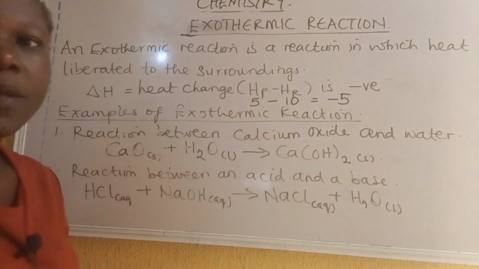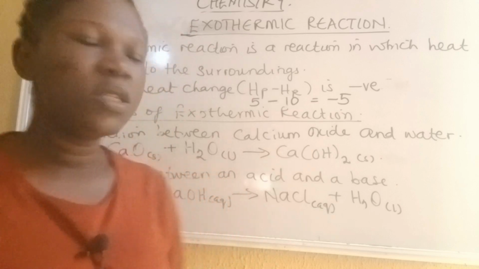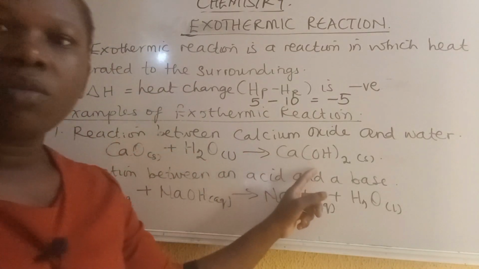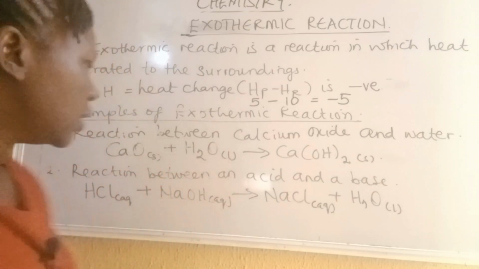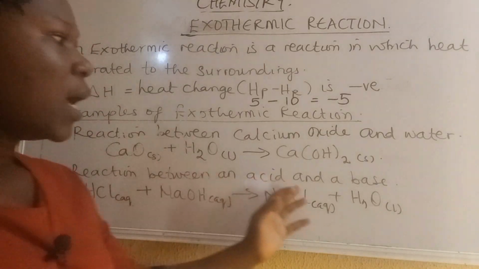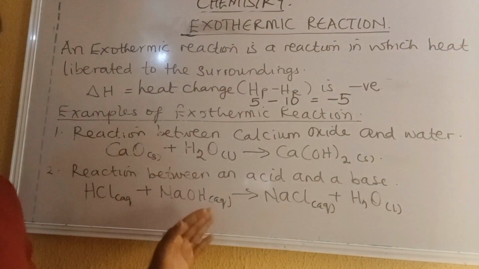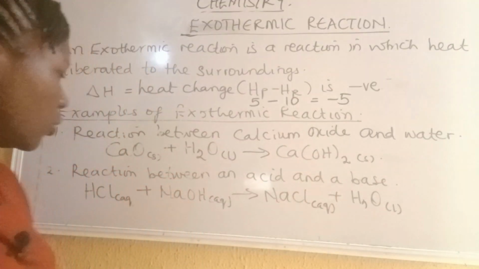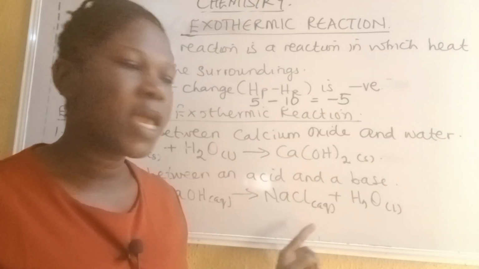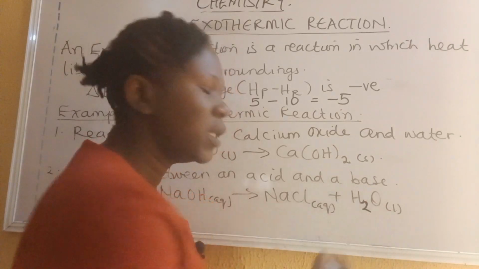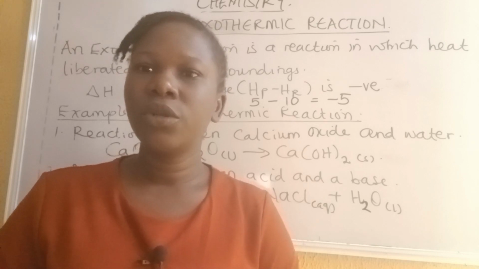What are the examples of exothermic reactions? One is the reaction between calcium oxide and water. Whenever we dissolve calcium oxide in water to get calcium hydroxide, the container will be hot, so heat will be evolved at the end. Another one is a reaction between an acid and a base. That is the common neutralization reaction. This is also an example of an exothermic reaction. The reaction here is between hydrochloric acid and sodium hydroxide to yield sodium chloride and water. So these are a few examples of an exothermic reaction, that is a reaction involving the liberation of heat to the environment.